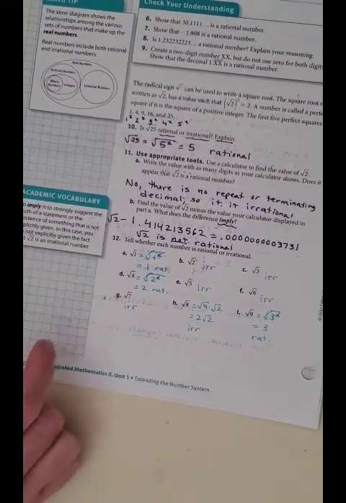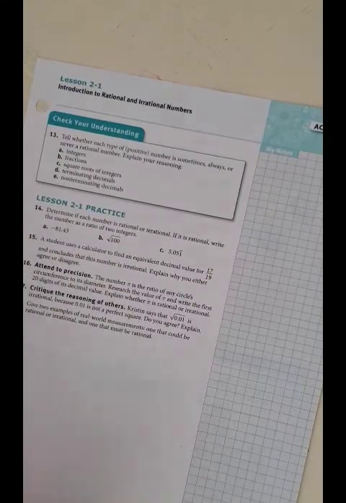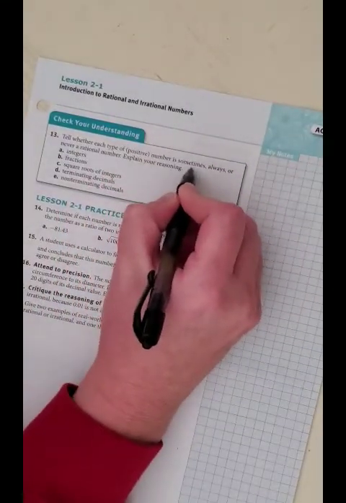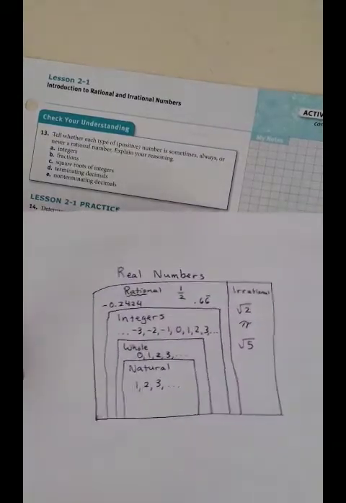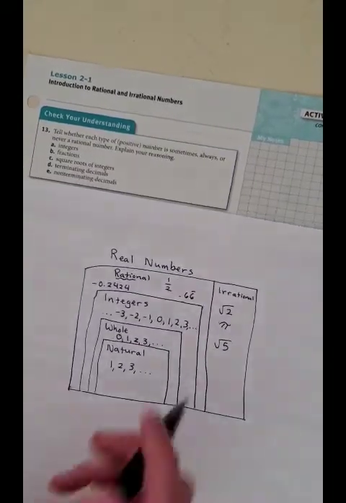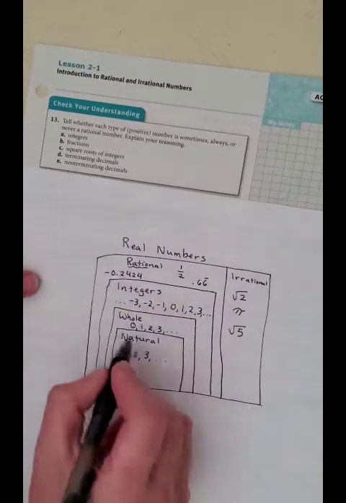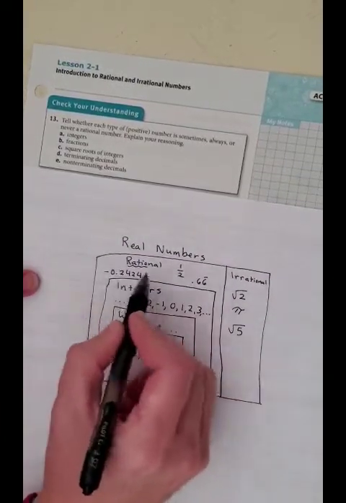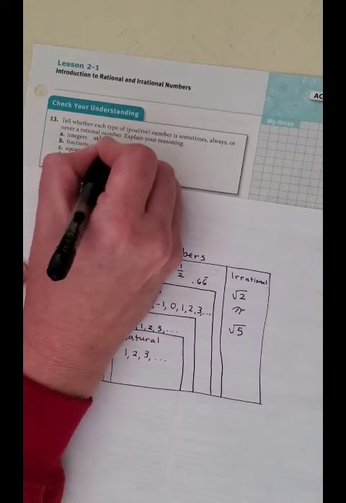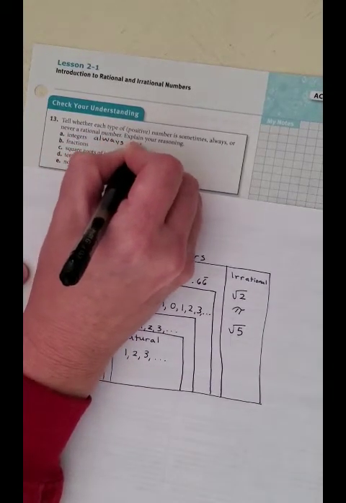All right, moving on, we're going to turn over to page 21. It says to check your understanding. Tell whether each type of positive number is sometimes, always, or never a rational number. Explain your reasoning. I'm actually going to go back and look at the picture that I drew. So, sometimes, always, or never, integers. Integers are under the umbrella of the rationals. So these are always rational.